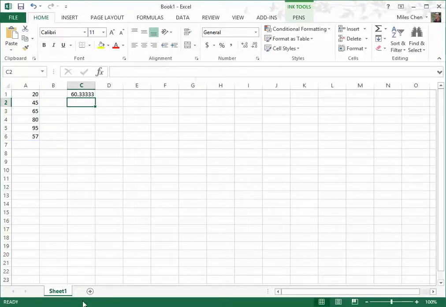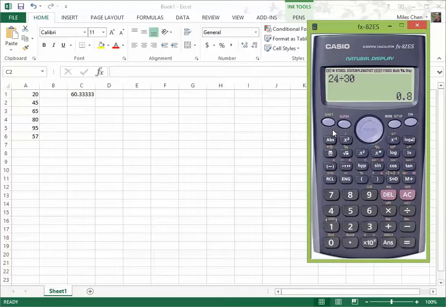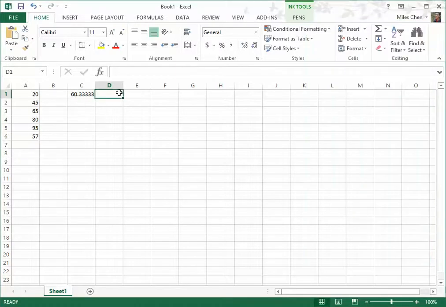And we can verify this. I'm going to do this one time. You can do 20 plus 45 plus 65 plus 80 plus 95 plus 57, and divide by 6. And indeed, on my calculator, I get 60.333, and over here, I get 60.333. So that is the mean.